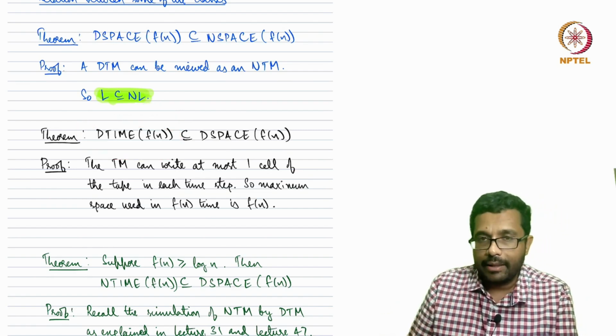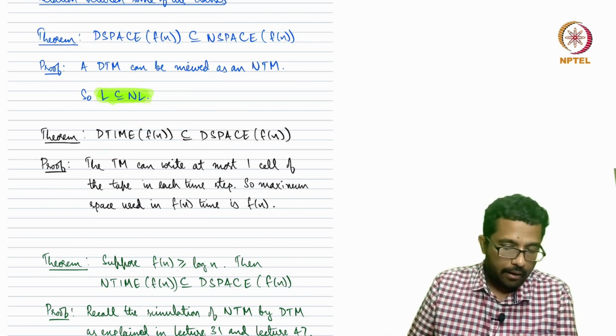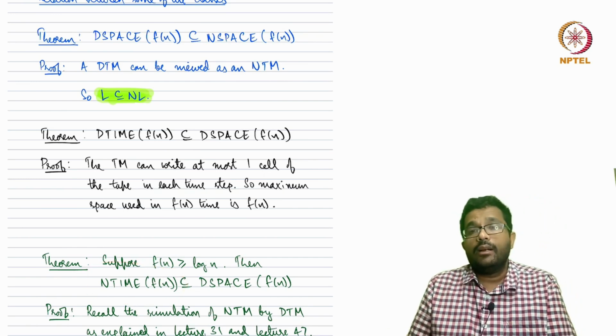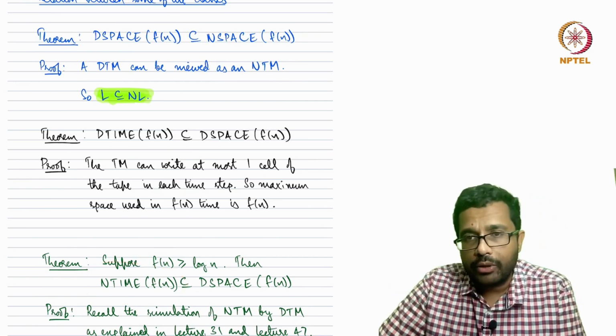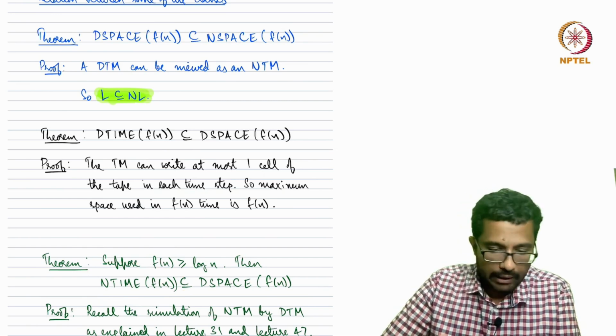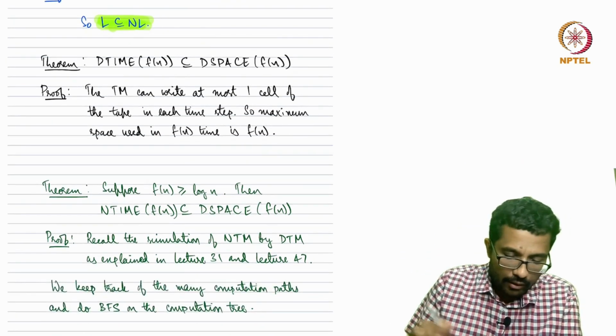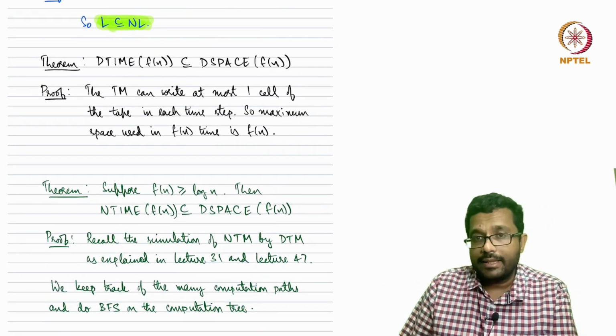So then we cannot use the same idea, because we want to simulate a non-deterministic time-bounded Turing machine with a deterministic space-bounded Turing machine, right? So we cannot use the same idea. So what we will do is something that we have already seen.